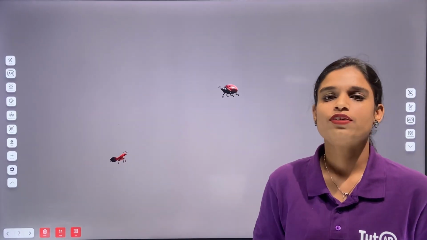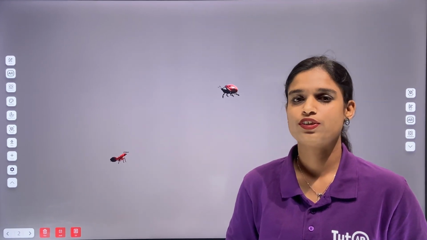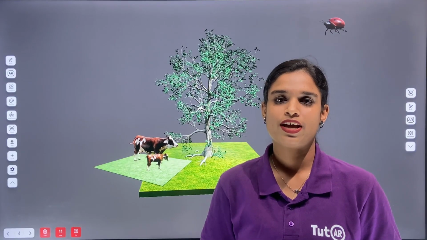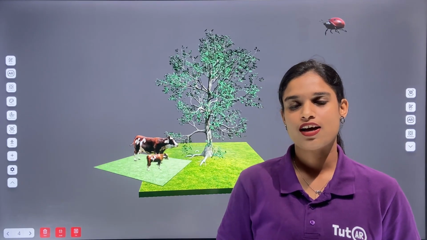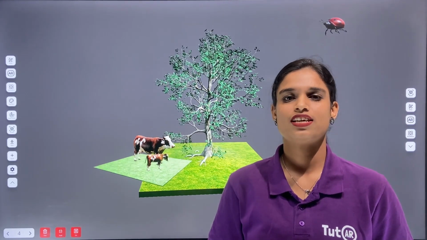Next, show how the fly asks, and then the tree, "What is my name?" This helps students follow the flow of the story. Continue the chain by introducing the cow, grass, and leaf. This helps students remember the sequence easily.